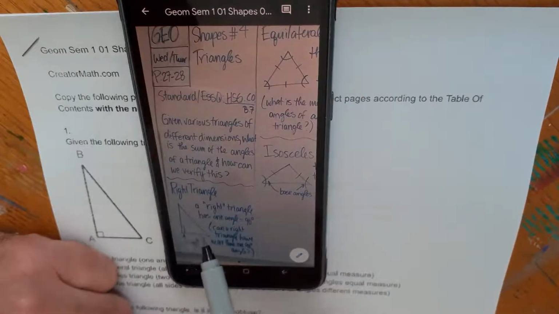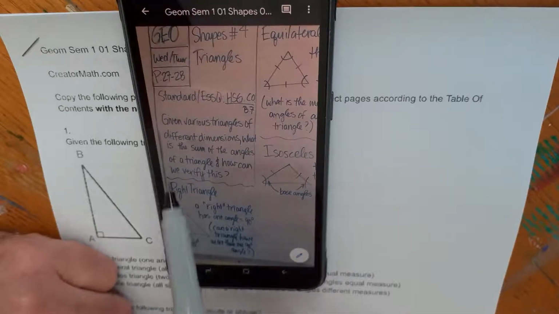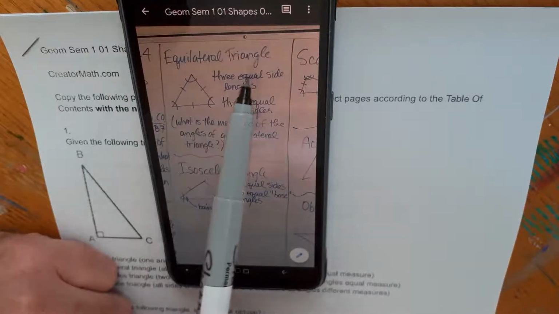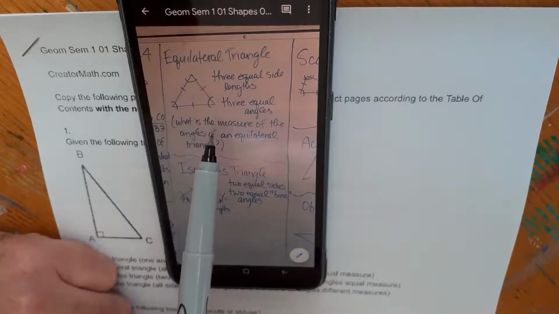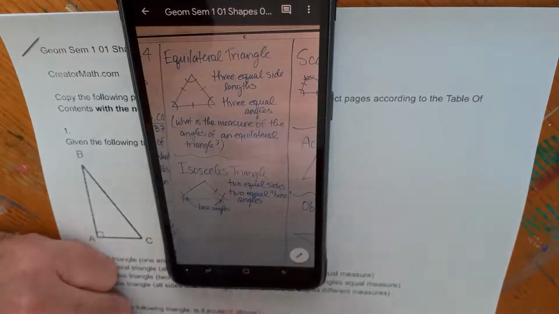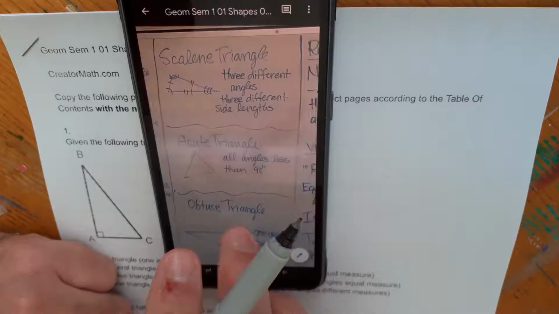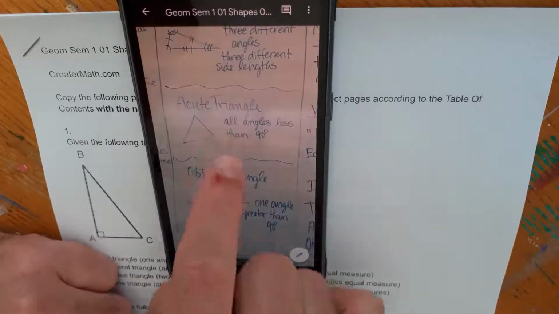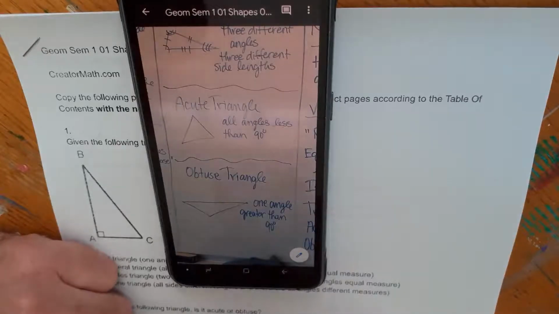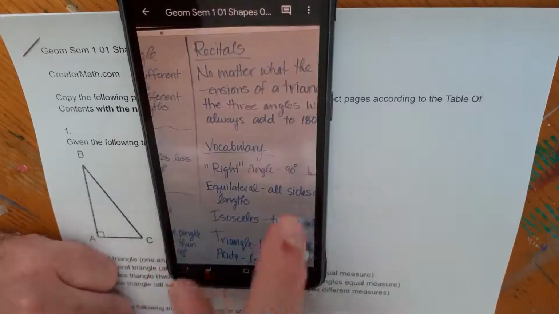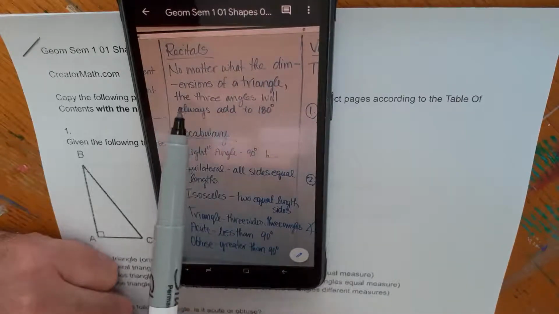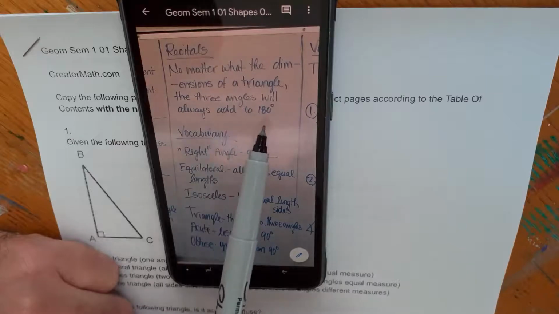So it's talking about a right triangle. Right means 90 degrees in one of the angles. Can a right triangle have more than one 90 degree angle? That's a question in the notes. Equilateral triangle with all sides equal lengths, an isosceles triangle with two equal sides, a scalene triangle with all sides different lengths, an acute triangle with all angles less than 90 degrees, an obtuse triangle with one angle greater than 90 degrees.